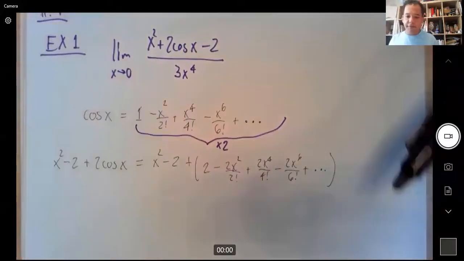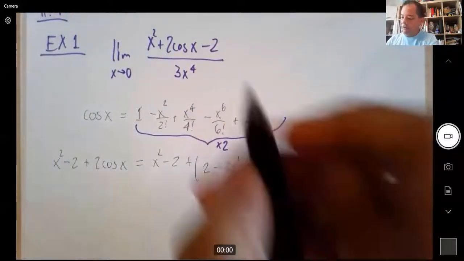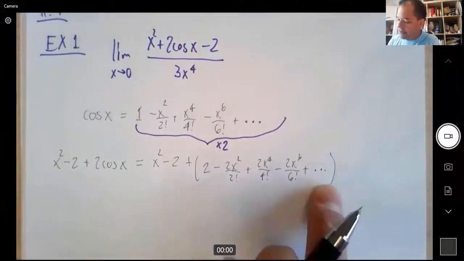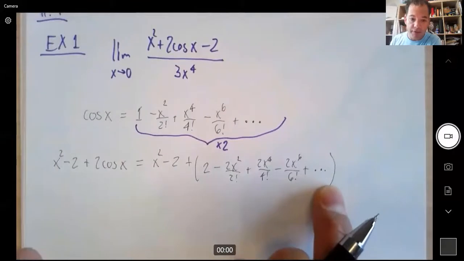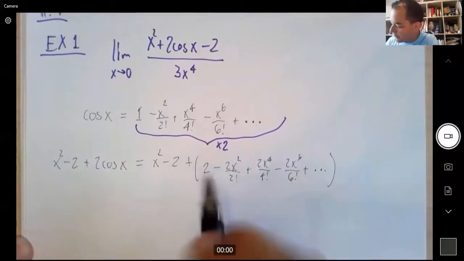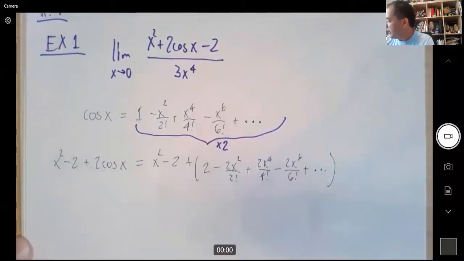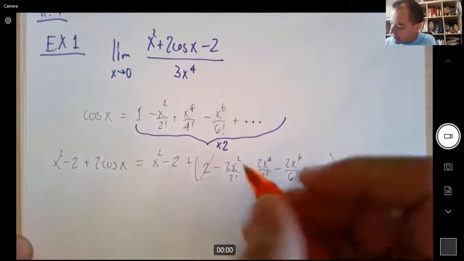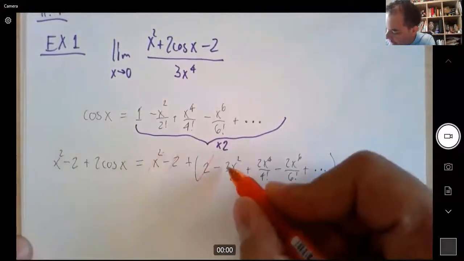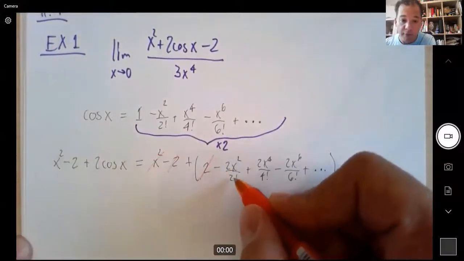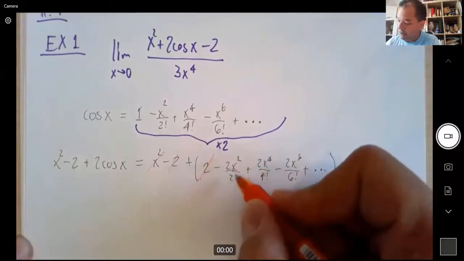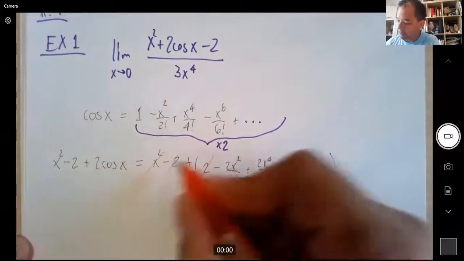Okay. Next, we need to divide everything by 3x to the 4th. But first, maybe we should arrange this, right? Simplify it the way it should be simplified. So you can observe, for example, that this negative 2 and the 2 are going to cancel. And so will this x squared and this negative 2x squared over 2 factorial, because 2 factorial is 2, right? So this is also negative x squared. So this negative x squared cancels x squared.